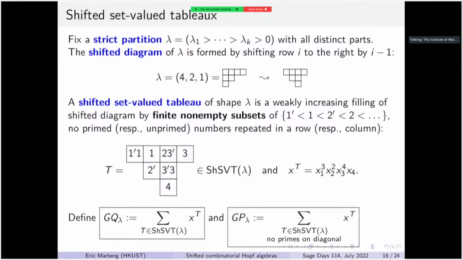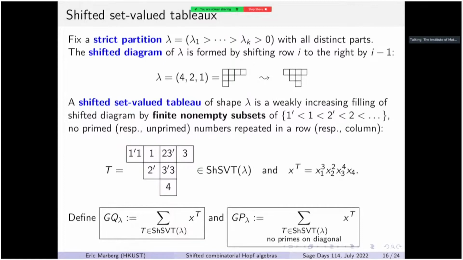And now, with this definition, we're just going to make these 2 definitions that look like our formula for stable Grothendieck polynomials. GQ lambda is the sum over shifted set-valued tableaux, all of them. And then GP is the sum where we restrict to such tableaux with no primes on the main diagonal. So this tableau would not be included in this sum because there are primes here and here. If we remove this 1 prime and we change this 2 prime to a 2, then the tableau would be included in this summation. So we have these 2 big sums.